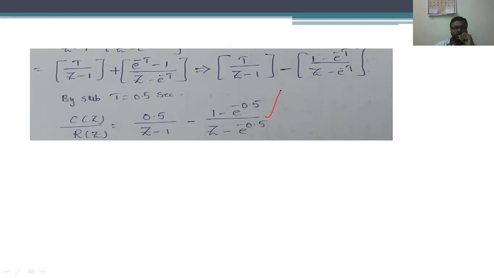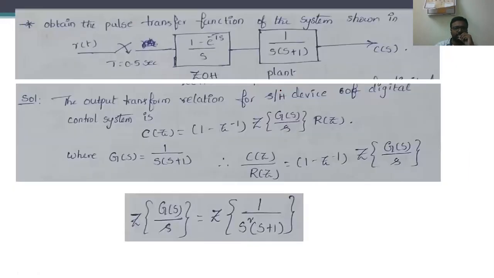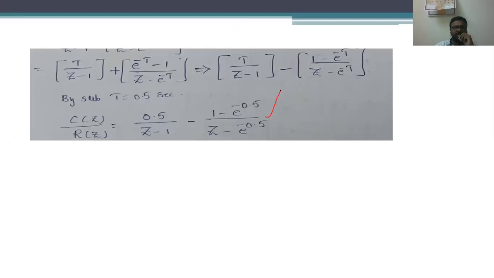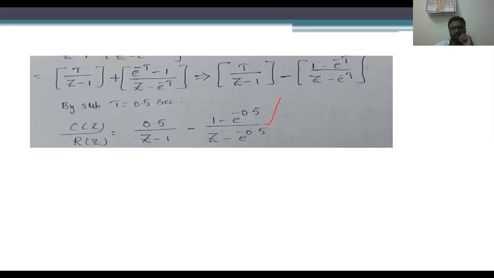Okay. So these are the problems regarding open loop systems, determining the pulse transfer function of the discrete data system using this expression with the Z transform. So we have seen the problems regarding the open loop system. Now we will enter into the closed loop system problems.